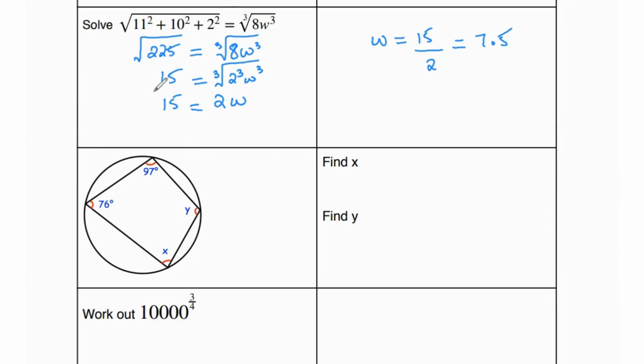Since we've identified that this is a cyclic quadrilateral, the next thing you need to know is that in a cyclic quadrilateral, opposite angles add up to 180, which means for x, it's going to be 180 minus 97, and for y, it's going to be 180 minus 76. So 180 minus 97 is going to give us 83, and 180 minus 76 is going to give us 104. These are your angles for x and y.